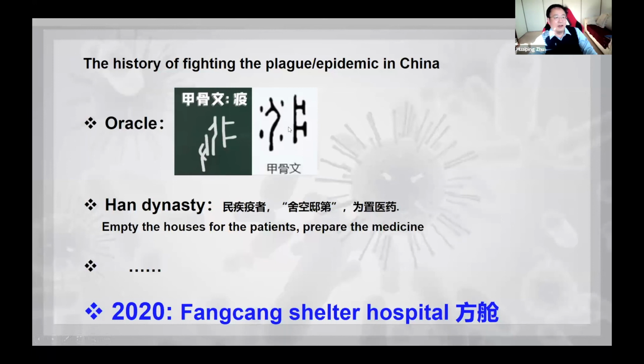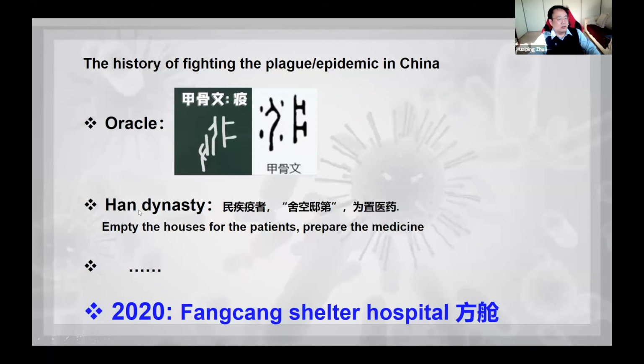And also this is the oracle, you see, the word for plague, meaning endemic or epidemic. It shows on the bed, more people, two people, which means epidemic or plague.